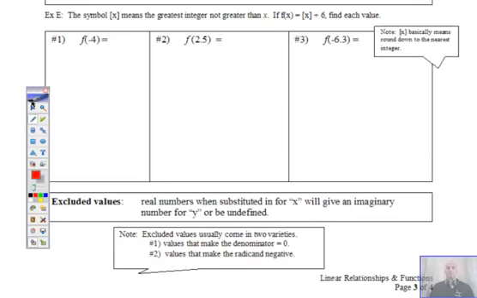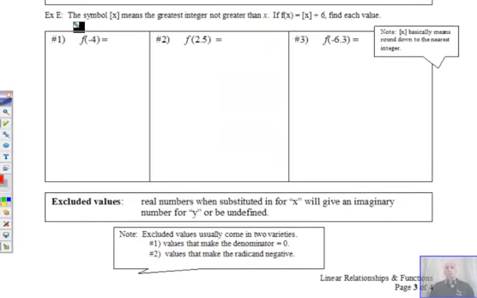Example E. The symbol bracket x means the greatest integer not greater than x. So it's the greatest integer, that's a whole number, positive or negative, including 0, that's not greater than the number that you're given.